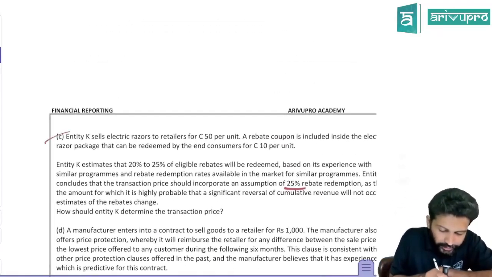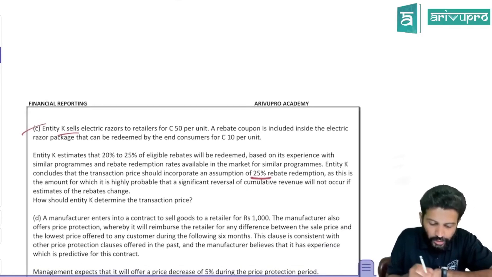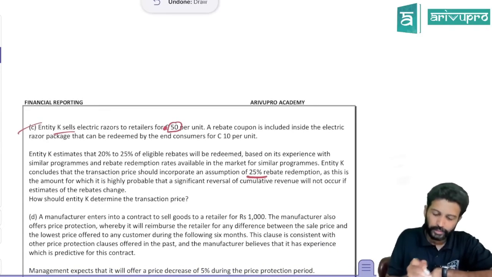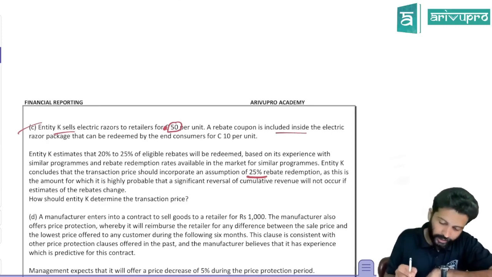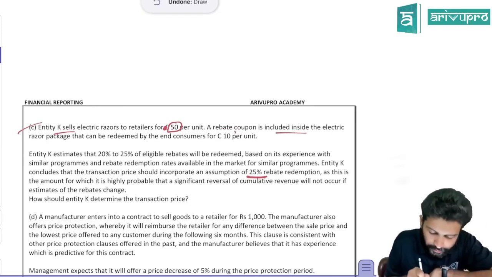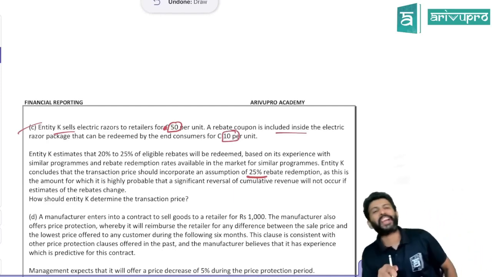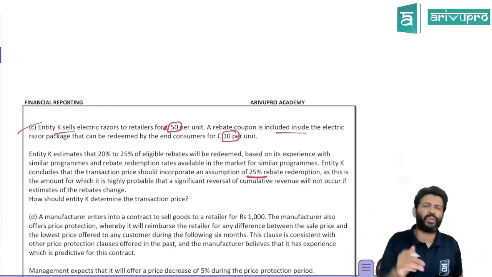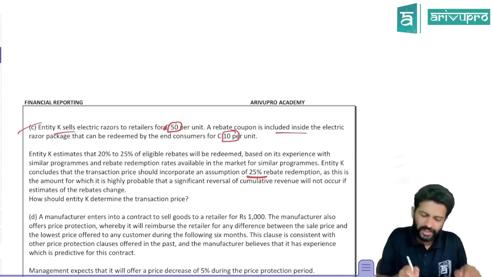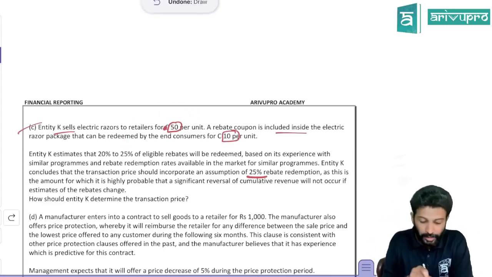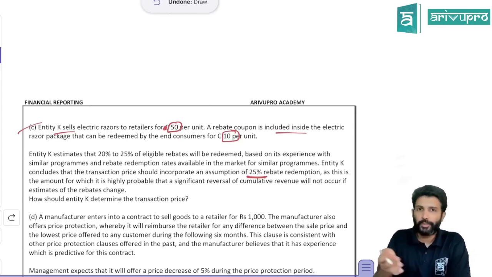Okay, third scenario. Entity K sells electric razors to the retailers for INR 50 per unit. A rebate coupon is included inside the electric razor package that can be redeemed by the customer at 10 rupees per unit. Some coupon is given, cashback. Does cashback transfer any distinct goods or service? No. That means there is only one performance obligation, that is to transfer the razor. So what is the transaction price? Not 50, he'll redeem for 10.